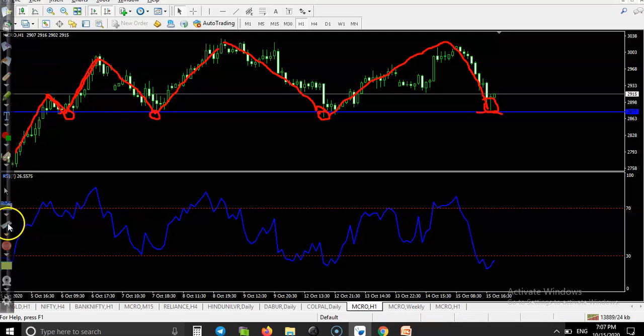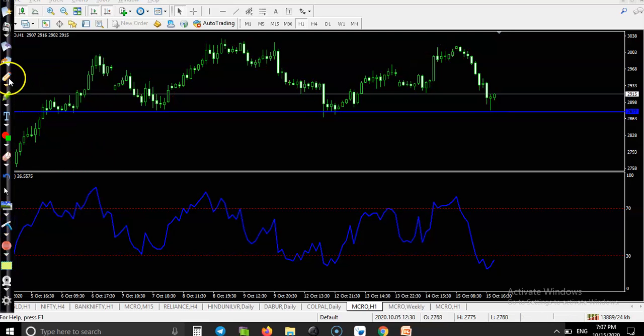Alright, now let me remove this one. Now I can see I connected this rejection point. Have you seen? Hit and reverse back, hit and reverse back, hit and reverse back. Right now price is exactly near this key level. This is the key level.